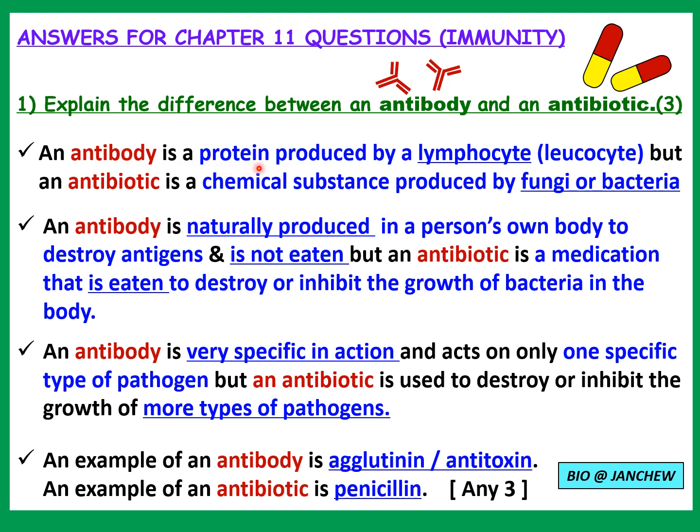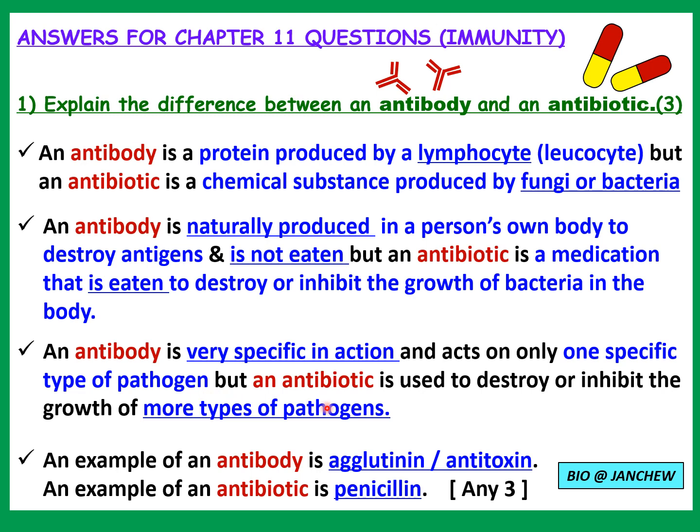Now, an antibody is a protein produced by a lymphocyte, which is a white blood cell or a leukocyte. But an antibiotic is a chemical substance produced by microorganisms such as fungi or bacteria. It is not produced by lymphocytes. Number 2, an antibody is naturally produced in a person's own body to destroy antigens. It is not eaten because it is already produced in the body. But an antibiotic is a medication that must be eaten in order to destroy or inhibit the growth of bacteria in the body. Thirdly, an antibody is very specific in action and acts only on one specific type of pathogen.